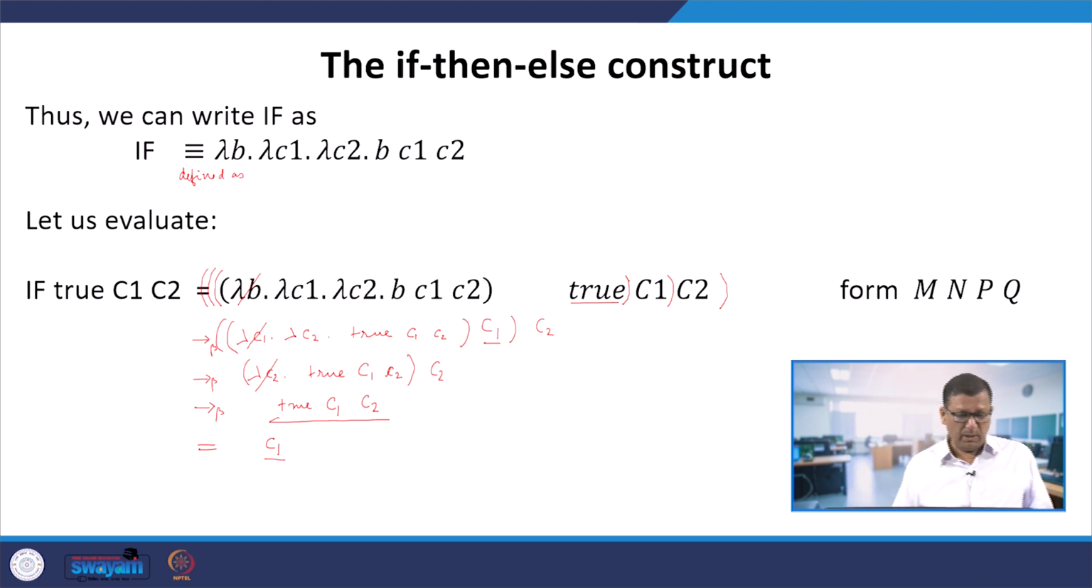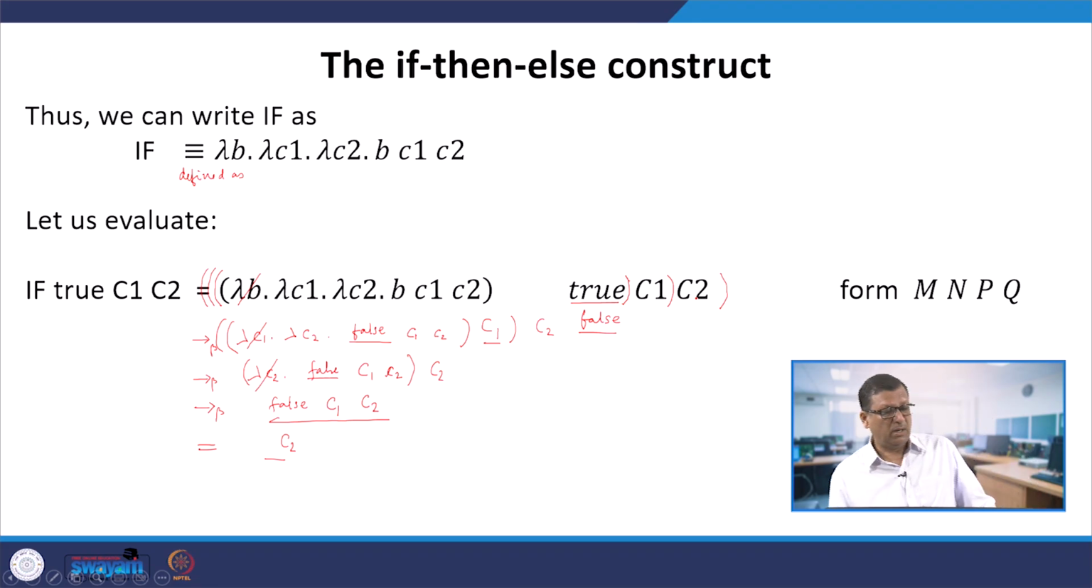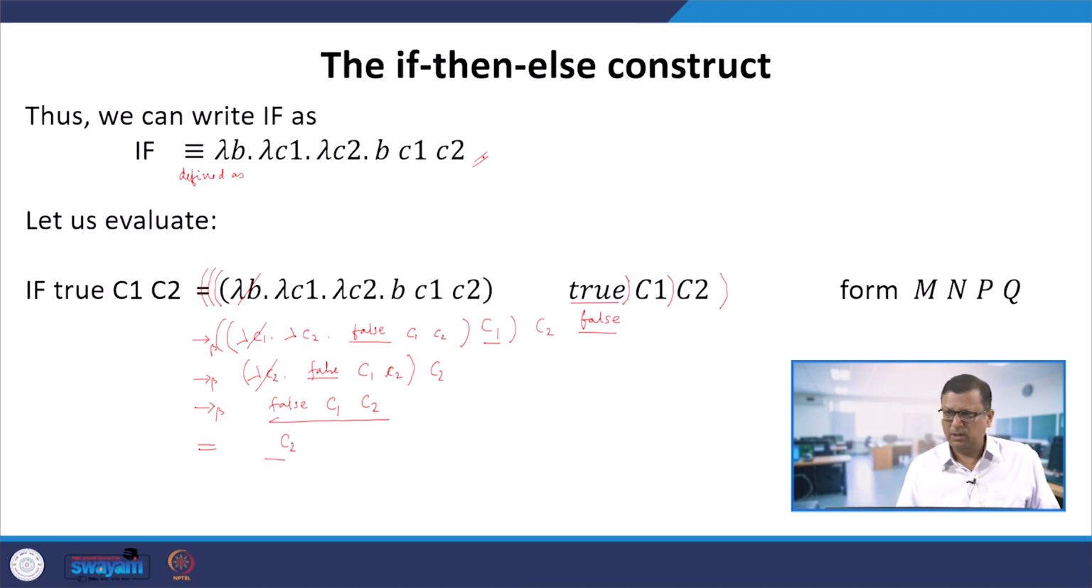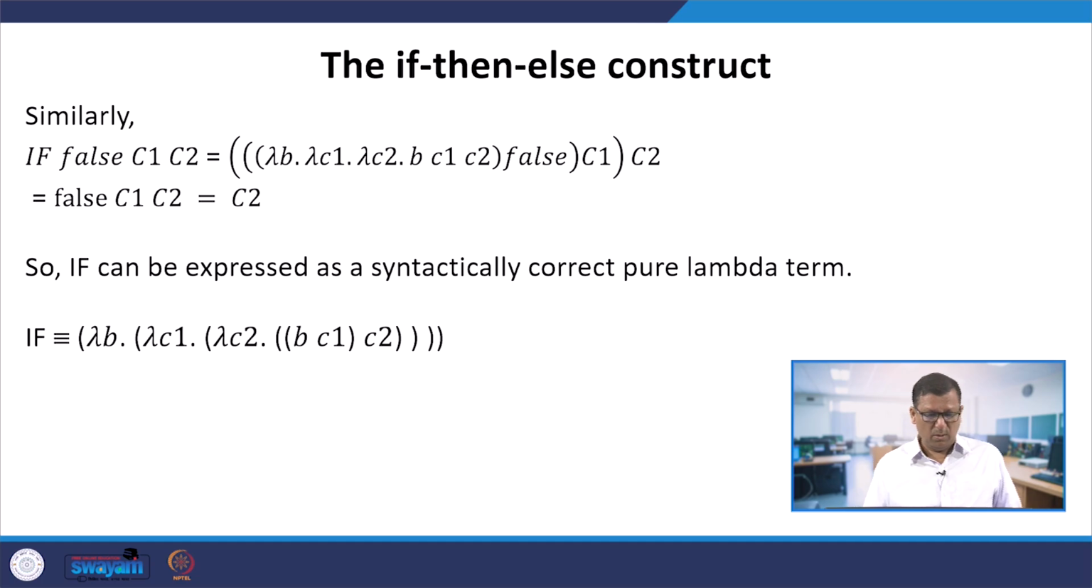Similarly, if we want to evaluate if false c1 c2, then if it is false, these places will be written as false. So we can write this: it will be false, false, false. So this will be C2. So false C1 C2 gives us C2. So the design that we obtained is indeed evaluating to the correct answer. From now on, if represents this function written as lambda b c1 c2, b c1 c2.